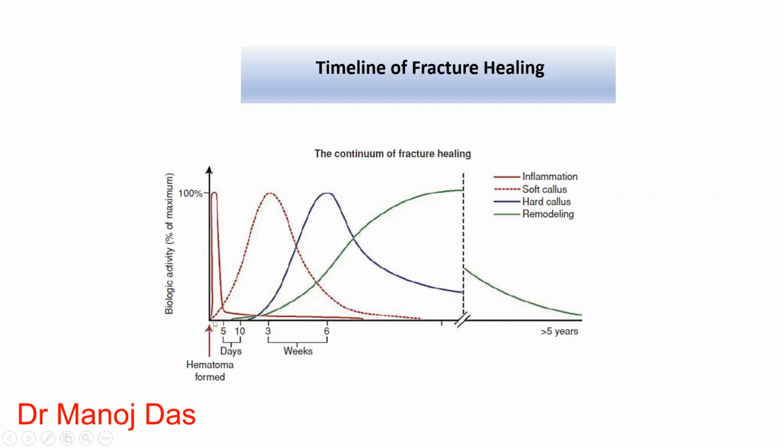After that there will be the soft callus formation. Usually this starts around 1 week, and then we can see the peak soft callus formation around the 3rd week. Now hard callus formation usually starts around the 3rd week, and this peaks around the 6th week. So by the 6th week we will be able to appreciate the fracture healing or hard callus formation in the X-ray. And then remodeling continues for years.